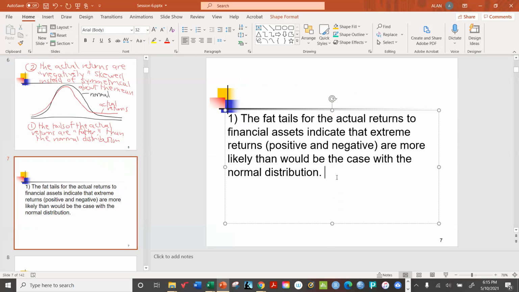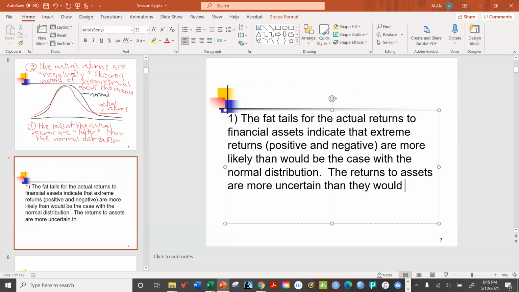In other words, the returns to assets are more uncertain than they would be if they were truly normal.